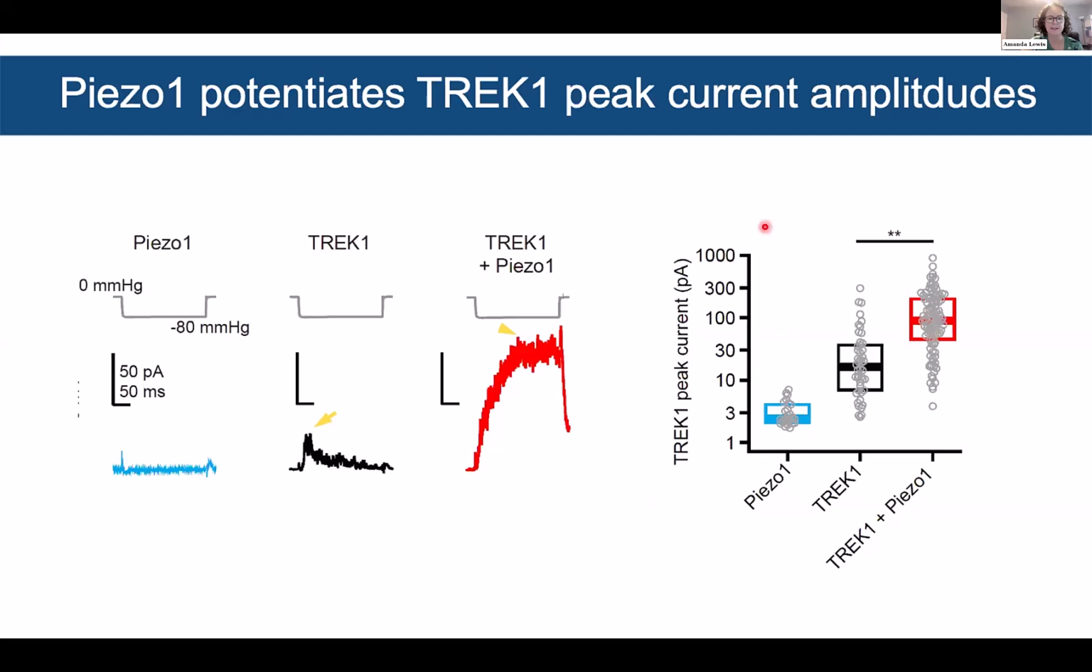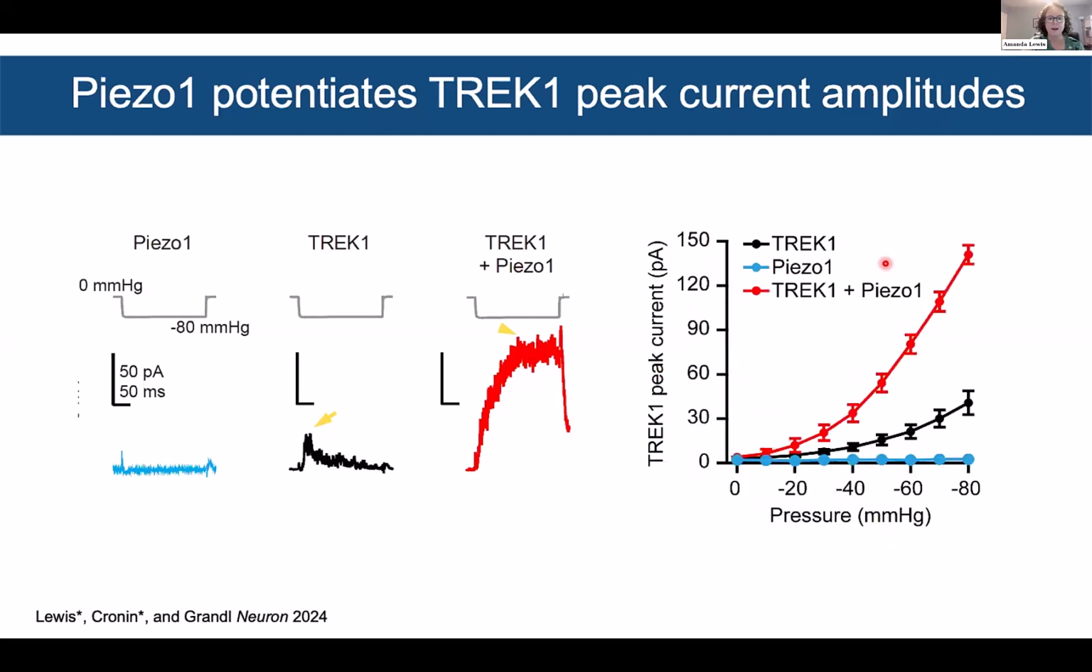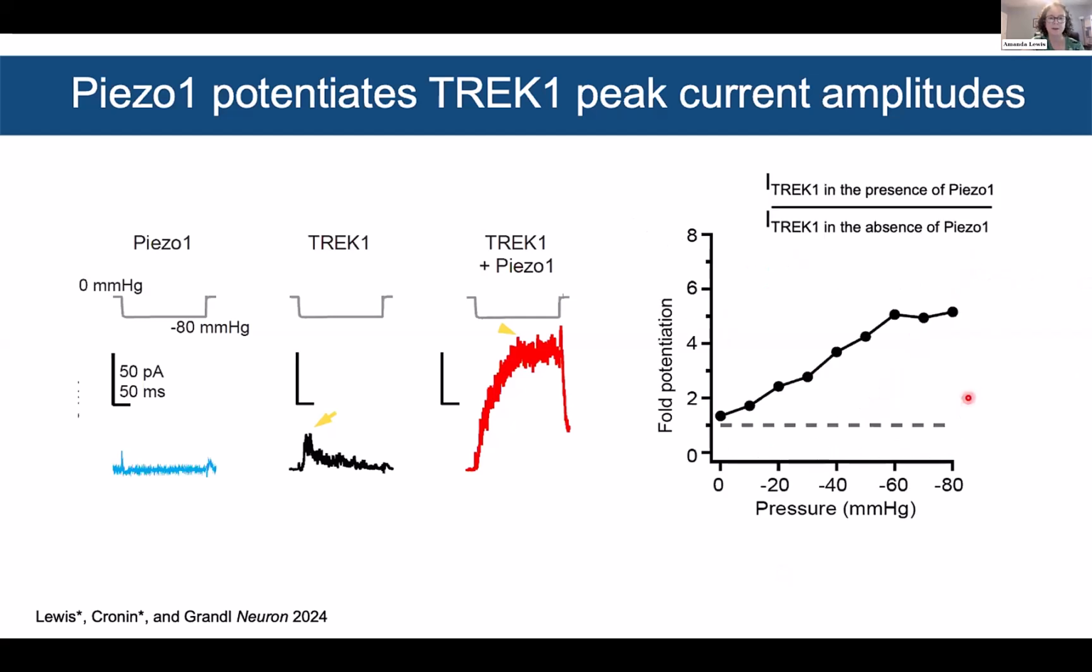And I just want to highlight that this y-axis is on a log scale, so this is actually quite a substantial difference in peak current amplitudes. We can also appreciate this when we look at the TREK1 peak current as a function of pressure. And we can see that this persists across pressures, and in fact, the difference seems to grow with pressure. And finally, and the way I'm going to quantify this for much of the rest of the talk, we can look at this as the fold potentiation of TREK1 current by Piezo1, or the ratio of the median currents in the presence and absence of Piezo1. And what we find is that this plateaus around minus 60 millimeters of mercury, right around where Piezo currents plateau, at about a 5-fold potentiation of TREK1 current by Piezo1.